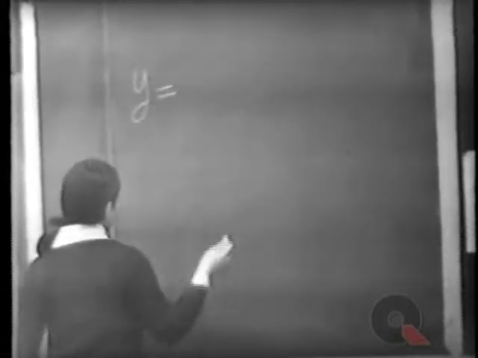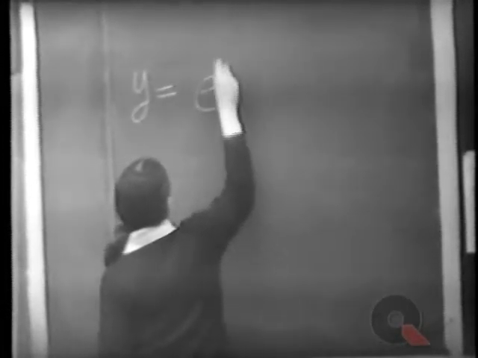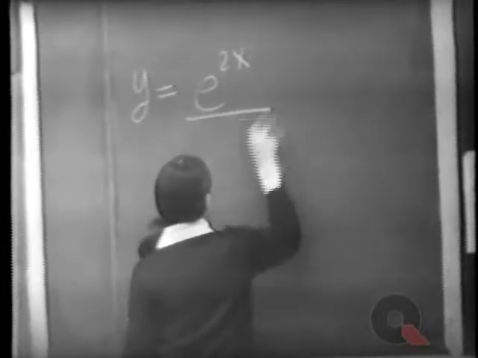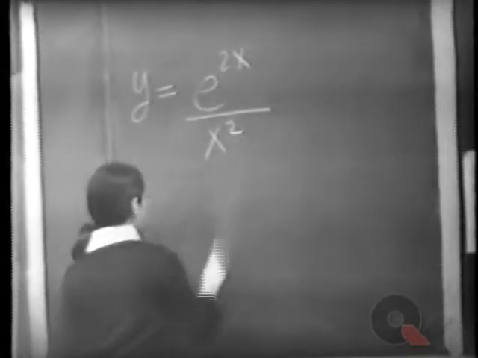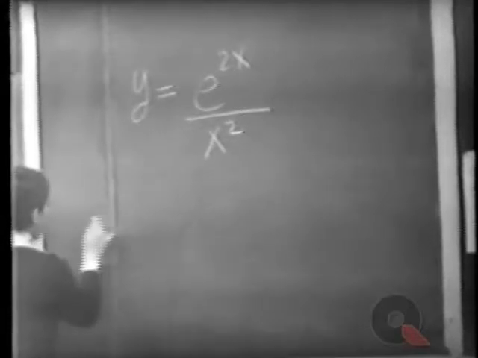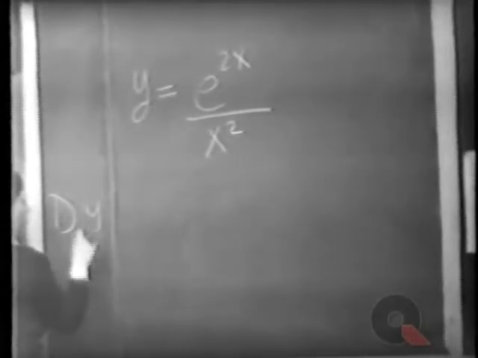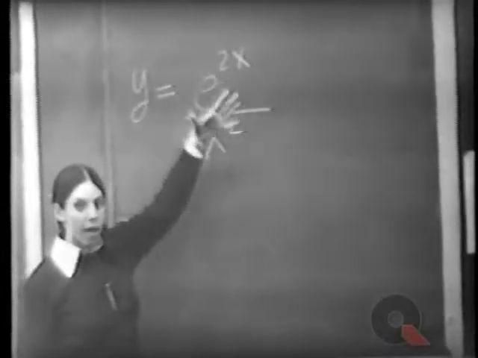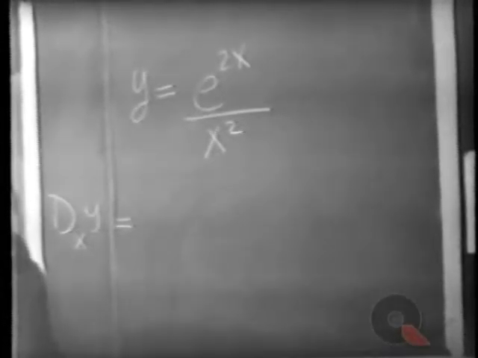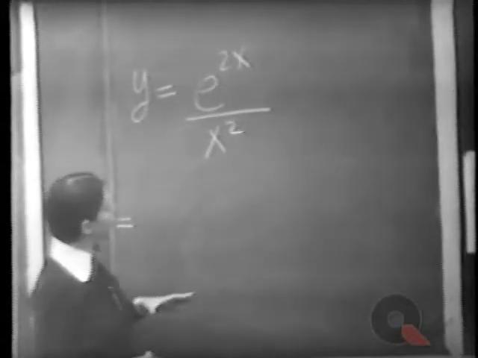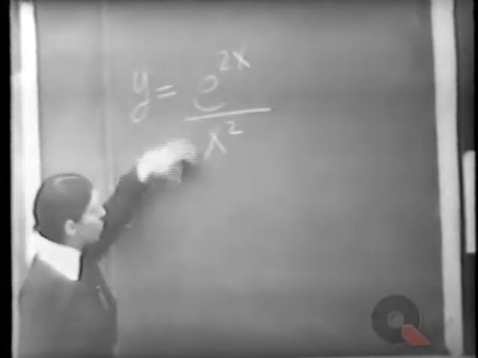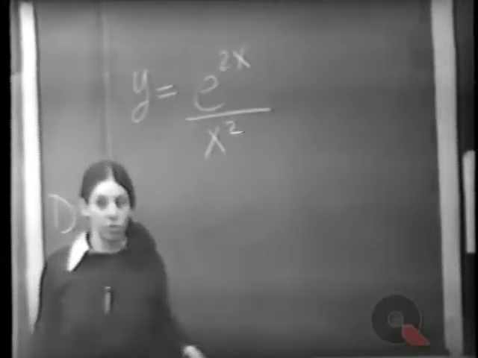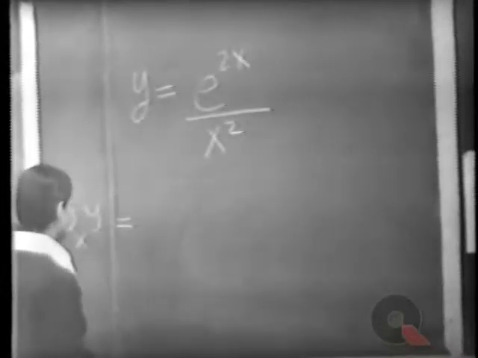Let's try another example with e in it. Let's say y is equal to e to the 2x divided by x squared, and we would like the derivative of y with respect to x. Well, the derivative of y with respect to x will be equal to. Now, just because we have the e to a power in it, it doesn't necessarily mean we're going to use our new formula immediately. What we have to do is realize that first and foremost, this is a quotient. So we must use the quotient rule to differentiate this.